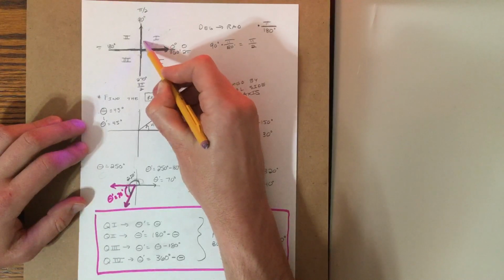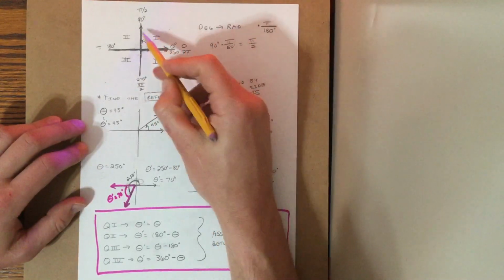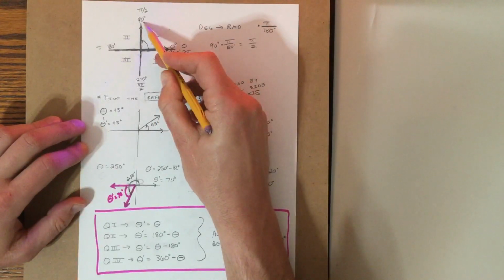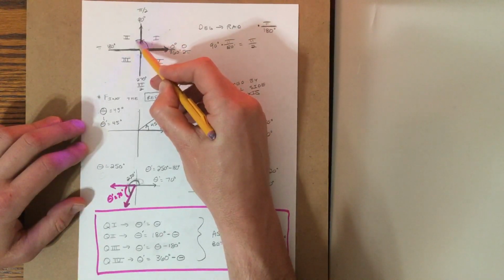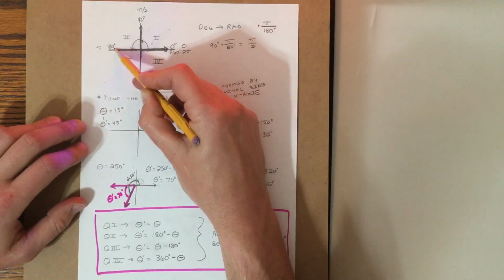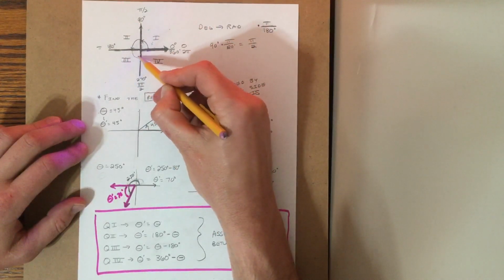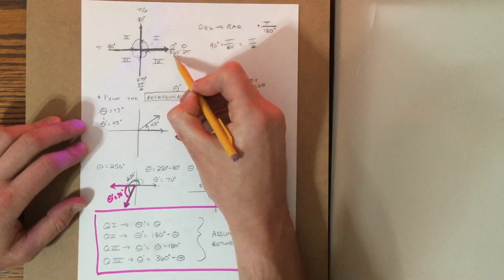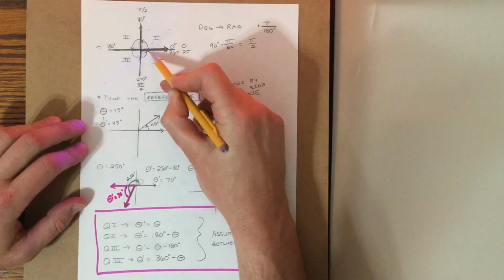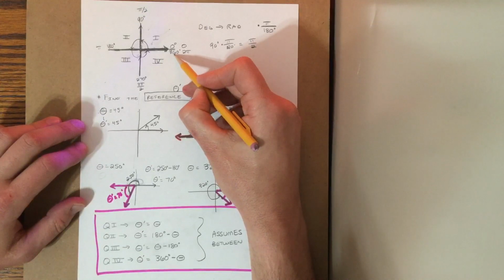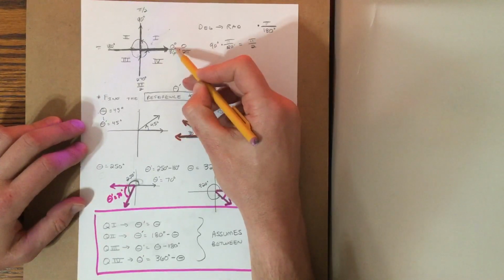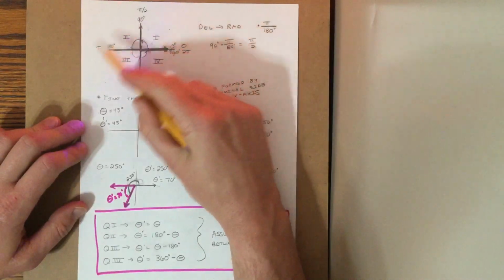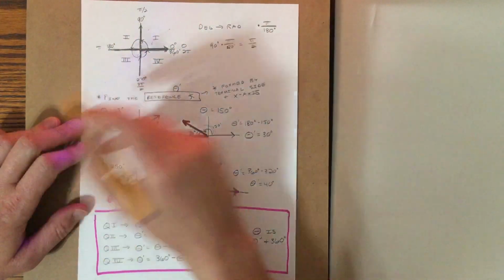But if we rotated here, we know that this angle right here forms 90 degrees. If we continued that rotation, another 90, that would be 180, another 90 would be 270, and another 90 would be 360. So one full revolution around the unit circle is 360 degrees, and it takes us back to where we started.